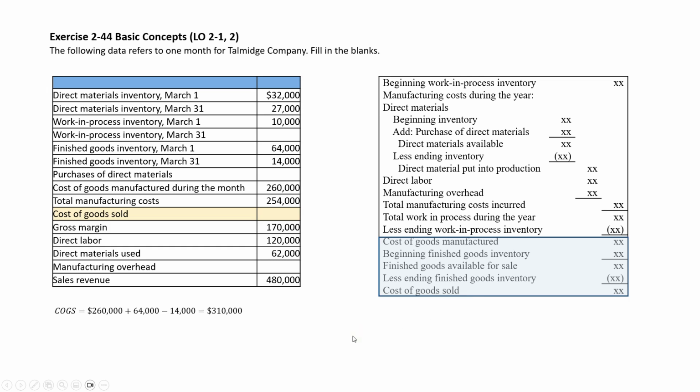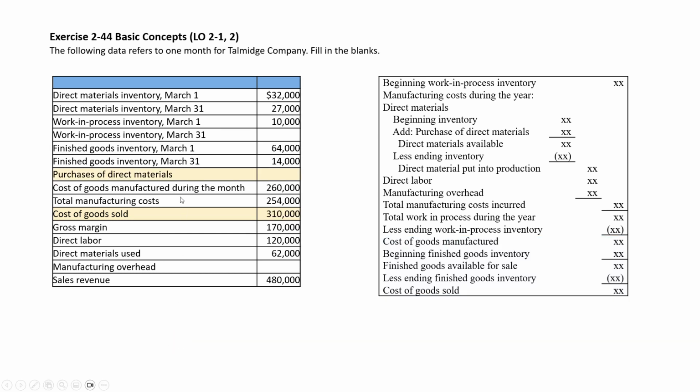I'm just going to plug in my numbers. My cost of goods manufactured is $260,000. My beginning finished goods for March 1st is $64,000. Add those together, then subtract out finished goods inventory March 31st, my ending inventory, $14,000, and I get cost of goods sold is $310,000. You might have additionally spied another way to do that and said, I've got sales revenue here, I've got gross margin, and I know that sales revenue minus cost of goods sold equals gross margin. So if sales revenue is 180,000 and gross margin is 170,000, again, cost of goods sold must have been 310,000. That's another fair way to do this.